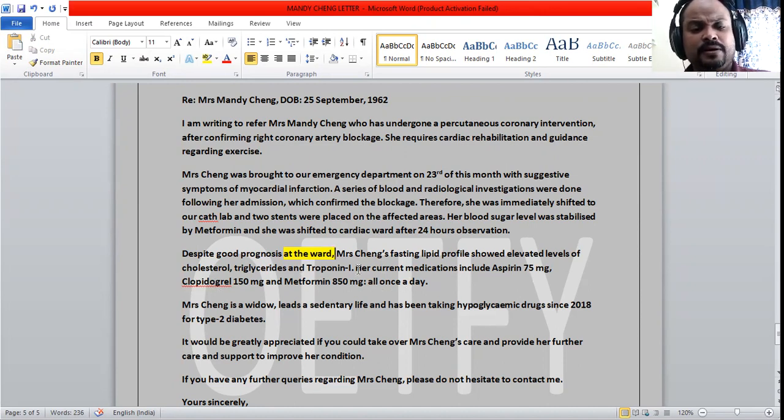So why do we need this particular data? Because you are writing to a rehabilitation nurse and she is going to do the education. Now she is concerned with the medication. Yes, of course, she needs to know what medication she is taking because she needs to give education regarding the exercise and the diet and the further things too. So she needs to get a brief idea, not a detailed idea. So aspirin 75 mg, clopidogrel, all once a day. That's it.